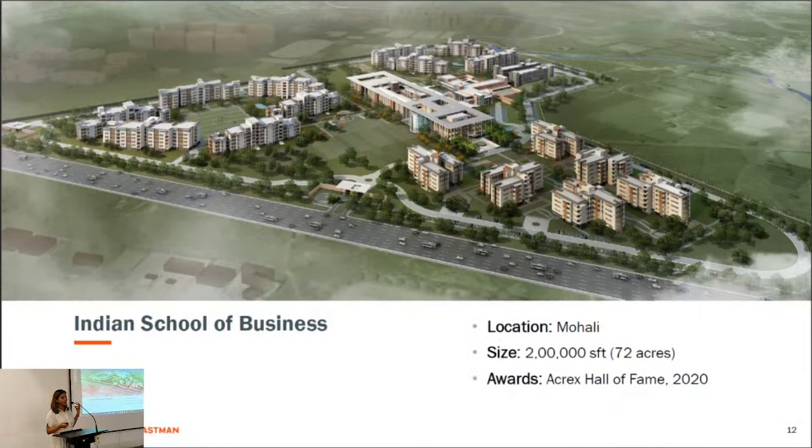The second project, again a competition that we won, was for the Indian School of Business, Mohali. Now, this was a business school. Their aspiration was to be like Harvard Business School or Columbia Business School, and that's why the choice was to go for an American architect and say, can you design a business school for us? And that's what we did.